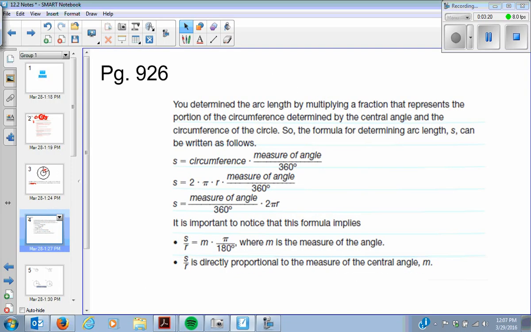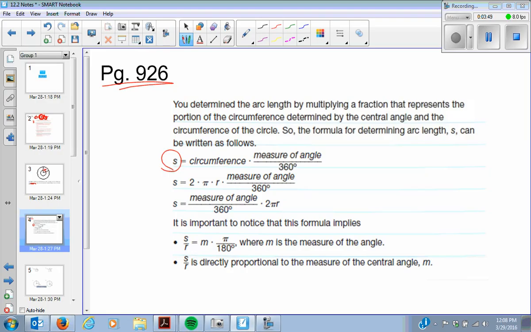All right. So we are now on page 926 in your book. I'm just copying and pasting these things and putting them in there. So you determine arc length by multiplying a fraction that represents the portion of the circumference determined by the central angle and the circumference of the circle. So the formula to determine arc length, S, can be written as follows. The arc length is represented by S.